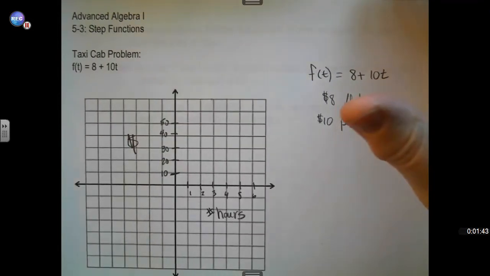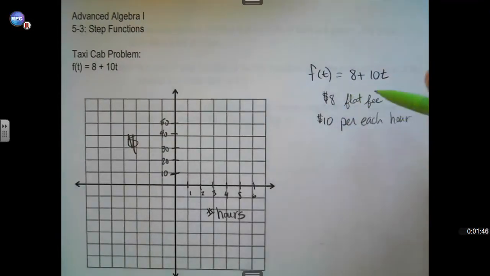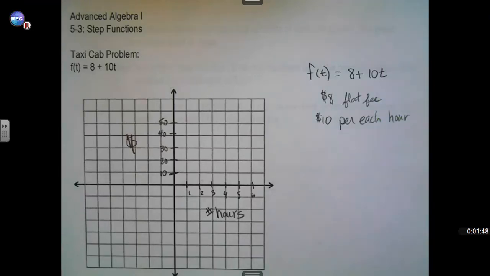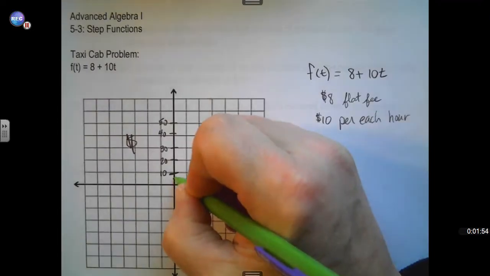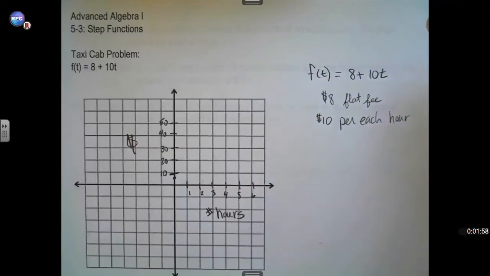So I'm going along in my cab. It says that even if I'm at 0 time, you're going to pay $8. So that means my graph's going to start right here, slightly below the 10 at $8. And then after an hour, you now owe me $18.